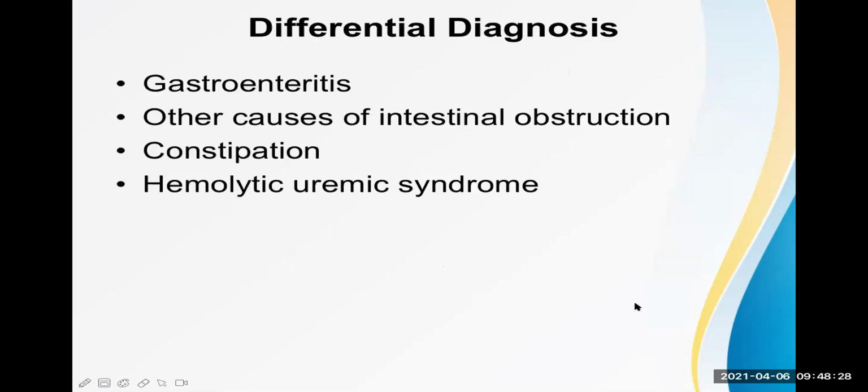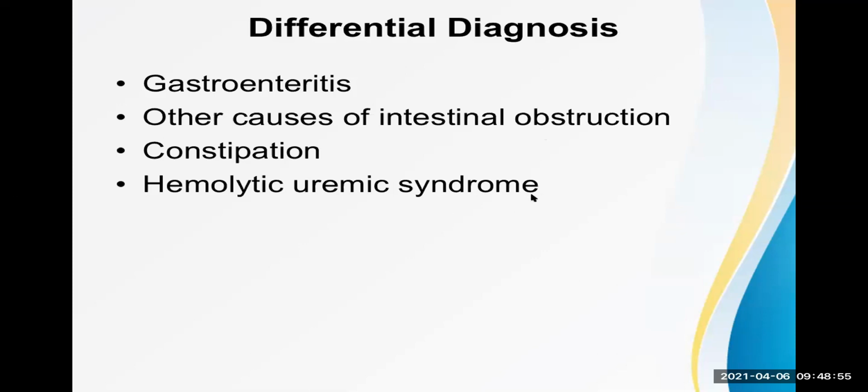Now, what are the differential diagnoses of intussusception? Gastroenteritis. Gastroenteritis is the medical term for diarrhea or diarrheal illness in a child. Other causes of intestinal obstruction, whatever they are, because they may manifest similarly. Constipation and even hemolytic uremic syndrome can be considered as a differential diagnosis in the child.